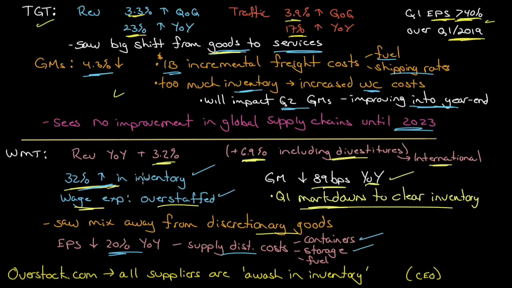If you got 32% more in inventory and you're the most efficient company in the world, you probably didn't have room for that 32% in inventory in any of your warehouses, because they were probably sized just right. And fuel as well. Overstock.com was on Bloomberg the other day. The CEO was being interviewed, and he said all his suppliers are, and these are his words, awash in inventory.